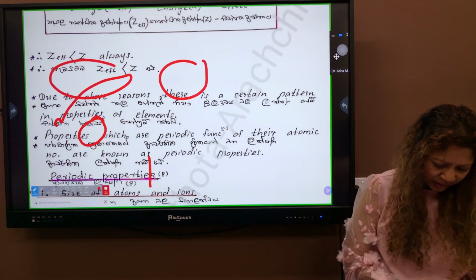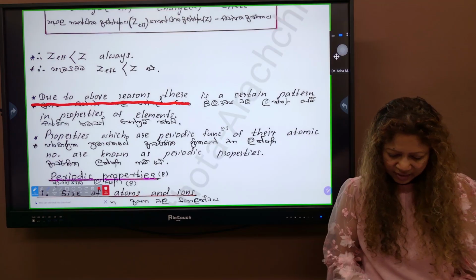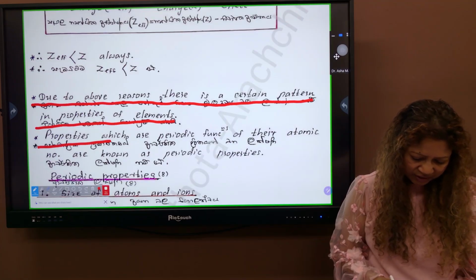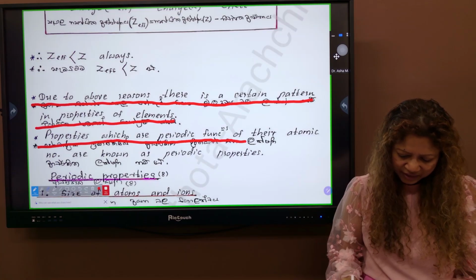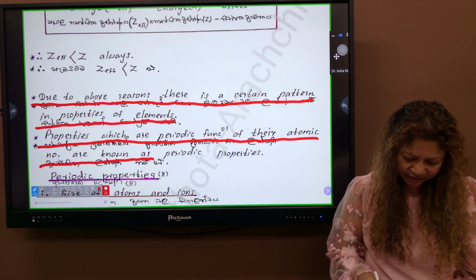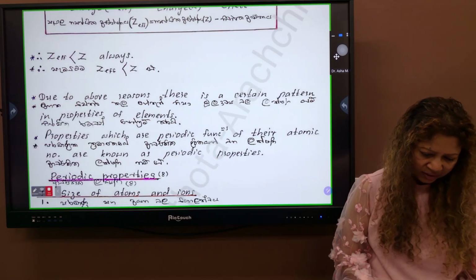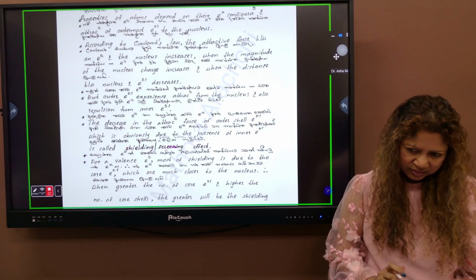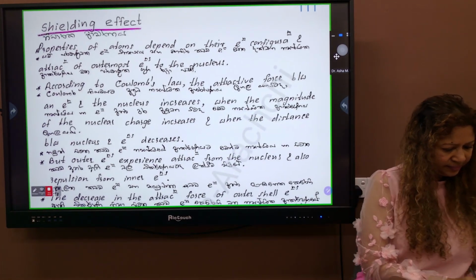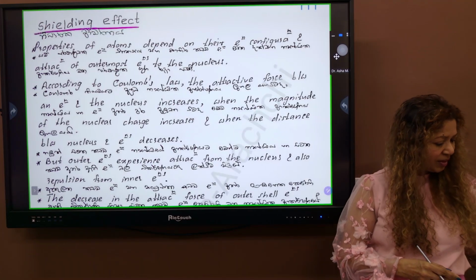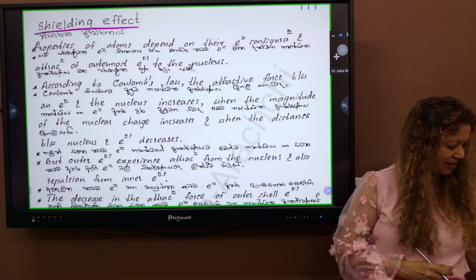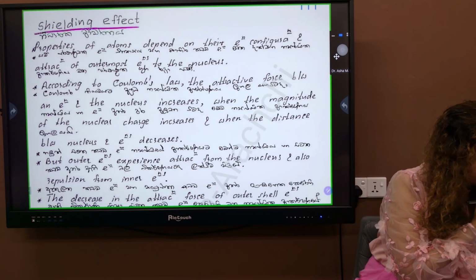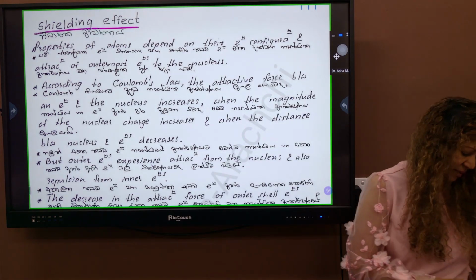Let's read. Due to the above reasons, there is a certain pattern in the properties of elements. Properties which are periodic functions of their atomic number are known as periodic properties. If you have the memory, go with the memory. Otherwise, look at the screen. Let's copy this. It's a little big part, okay? These parts are very important, more than the normal theory of unit 1.